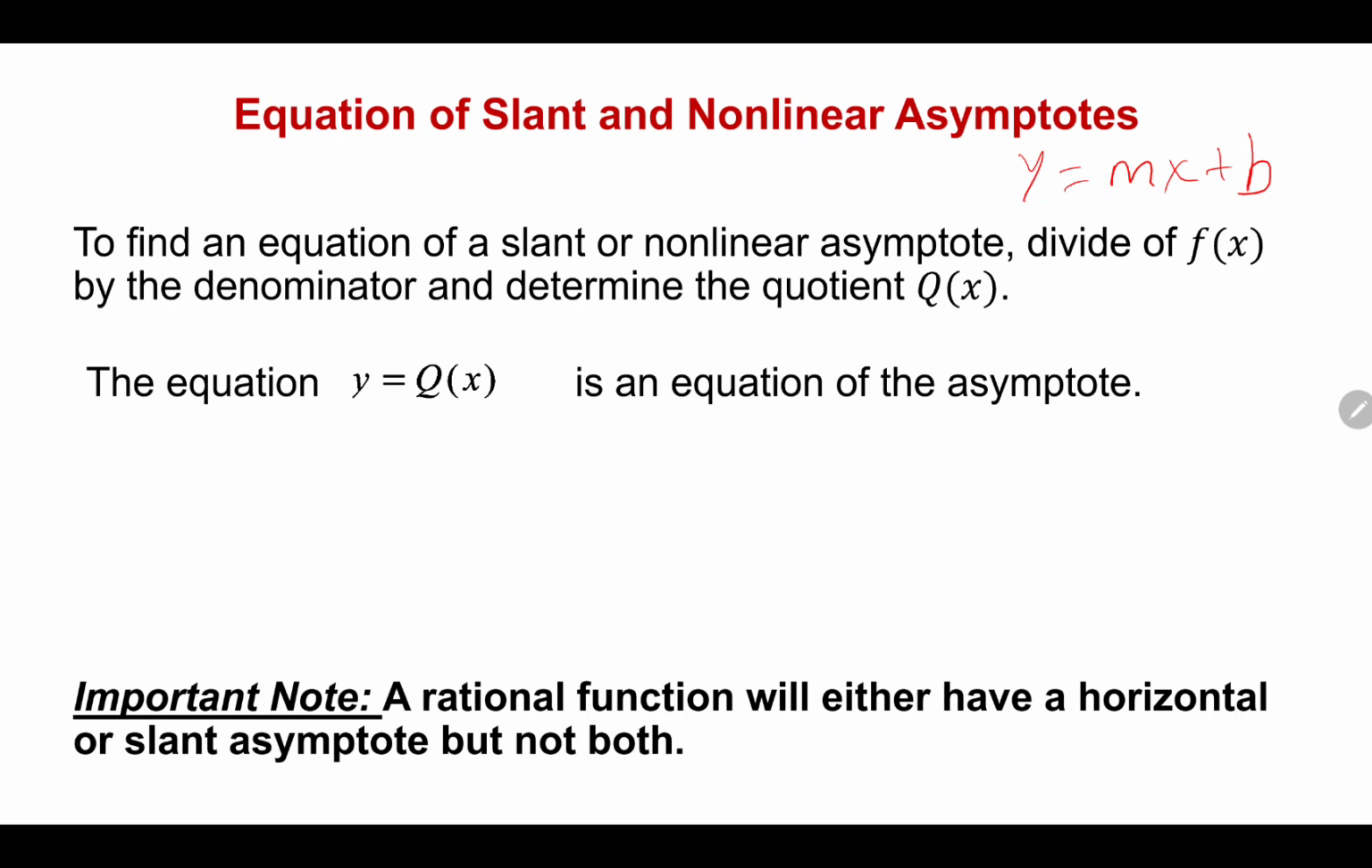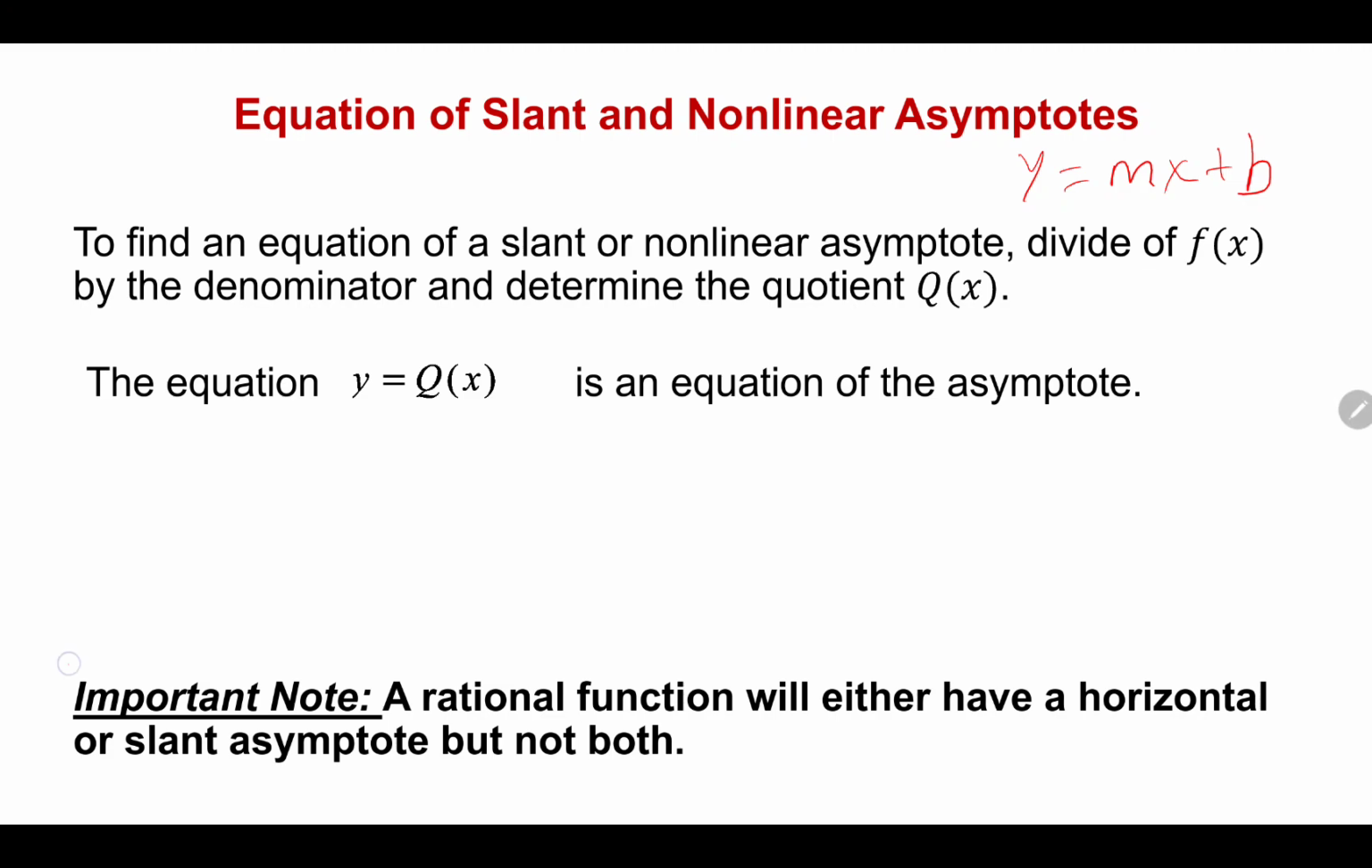To find the equation of a slant or oblique asymptote, we divide the numerator of f of x by the denominator. And that determines the quotient, which is our q of x. And the equation y equals q of x is the equation of the asymptote.